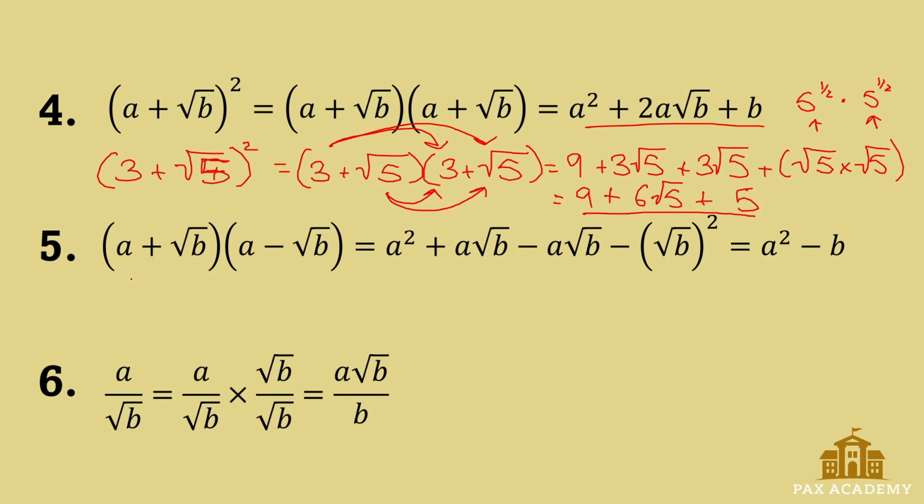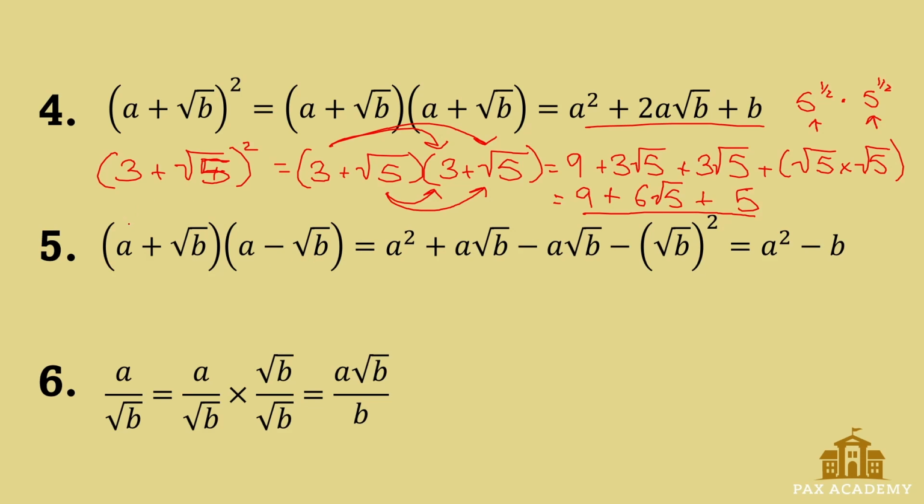Rule 5, we have a plus the square root of b, in brackets, times a minus the square root of b, in brackets, okay? So this isn't exactly the same as 4, okay? In 4, we have the same sign, plus. In this case, we have a plus sign and we have a minus sign, okay? Now again, here we expand the brackets, okay? We expand the double brackets.